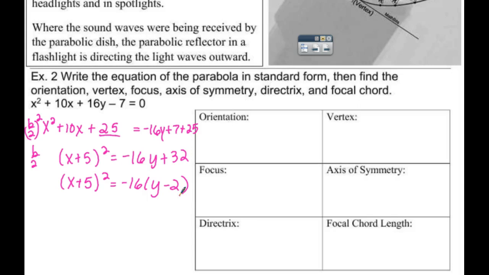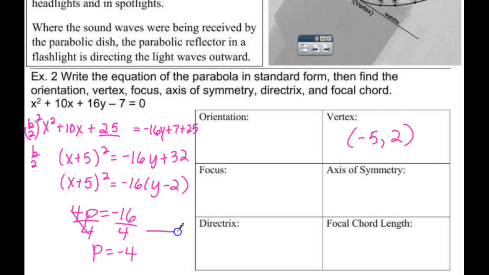So once I get it to this point, now I have the vertex. The vertex is going to be negative 5 and 2. This number that's in front, I'm going to set that equal to 4p. It means my p is negative 4. My p is negative 4. And what that tells me is that if I sketch this, my vertex is negative 5, 2.